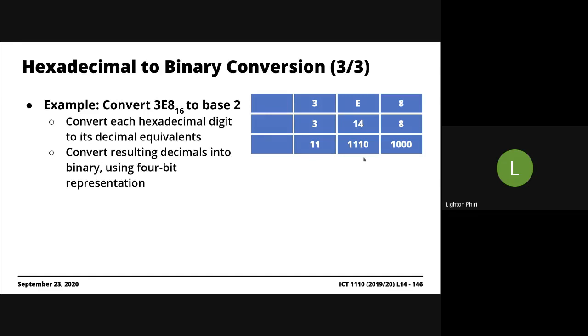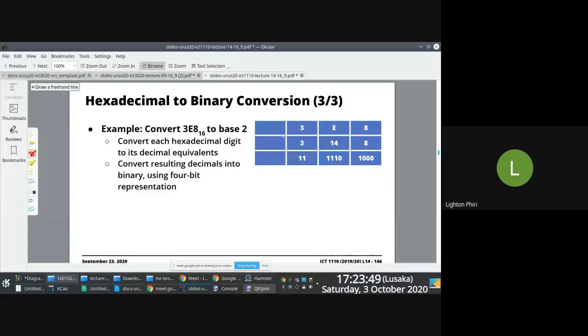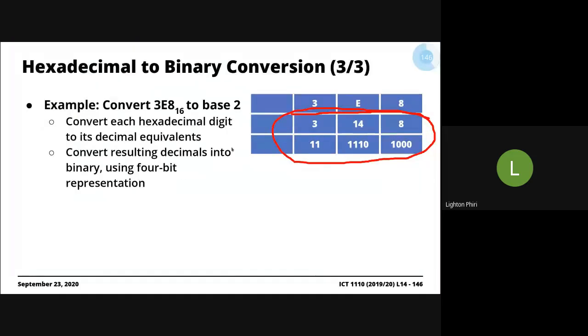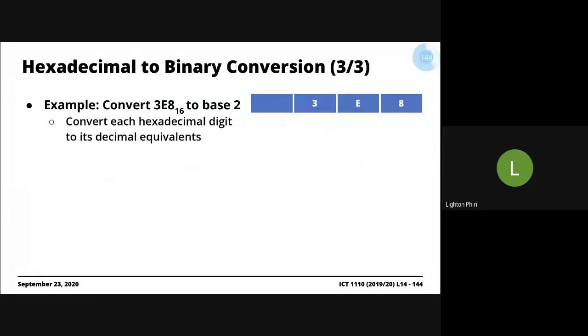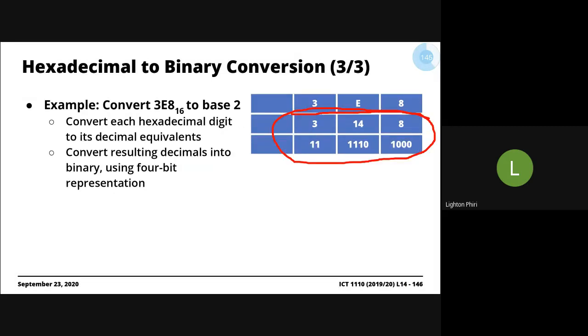You understand? So don't be deceived by this. I'm just doing this because we've already covered the conversion from this part here. What we're doing here is we're converting base 10 to base 2, right? Anyways, so on with this example here, 3E8, we're saying 3 is 3, E is 14, 8 is 8. Then we convert the decimal symbols 3, 14, and 8 into the equivalent binary symbols. And then the key step, make sure that the answers are represented using 4-bit representation.